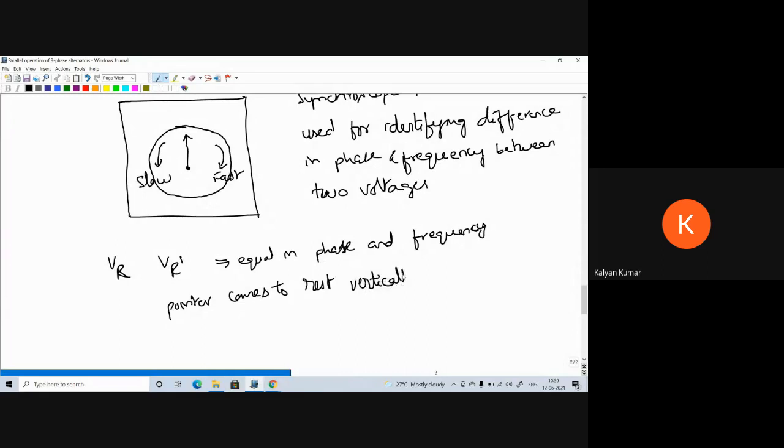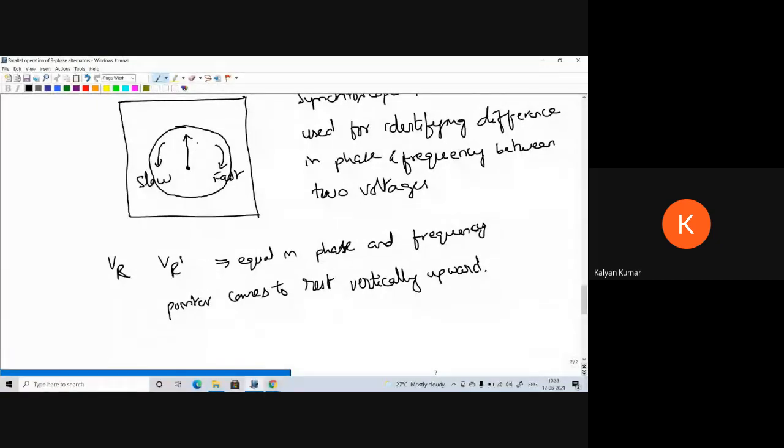Suppose the incoming alternator is fast, then it moves in clockwise direction. If the incoming alternator is slow, then it moves in anti-clockwise direction. So by the indication of this pointer, we can come to know whether the incoming alternator is running fast or slow.